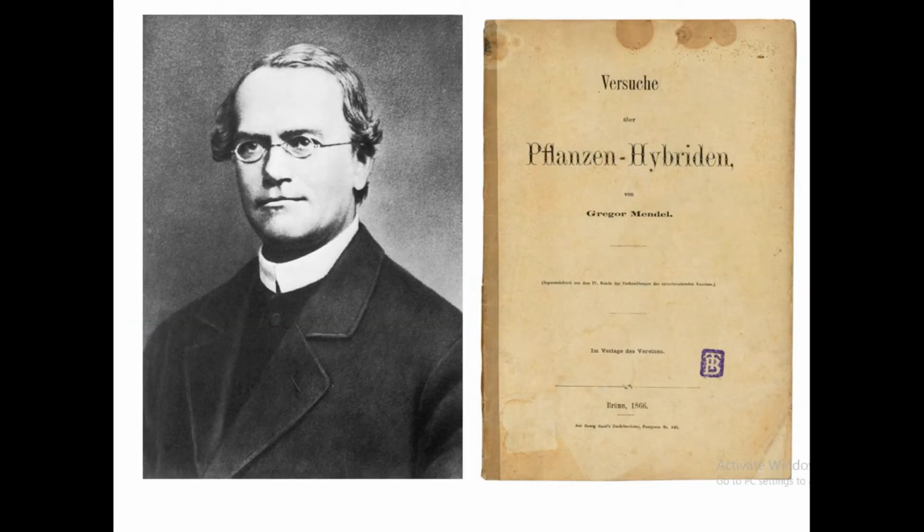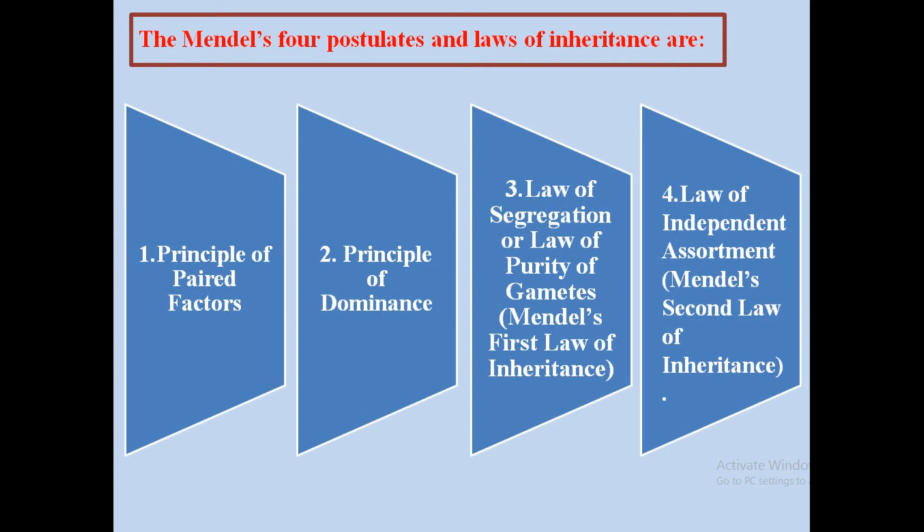So he is the father of genetics, Gregor Johann Mendel, and it is his paper about which we are all discussing. Mendel's four postulates, the laws of inheritance, are the principle of paired factors, the principle of dominance, the law of segregation, which we also call the law of purity of gametes and Mendel's first law of inheritance, and the fourth one is the law of independent assortment, Mendel's second law of inheritance.